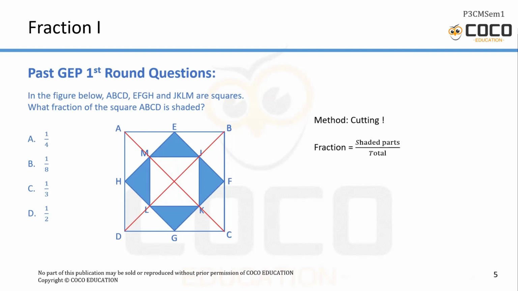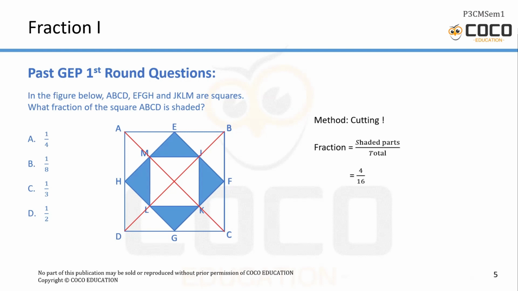And when you count the total, please count carefully. You can label the number in each of the triangles, so you won't count extra, you won't count less, and you won't miss out any triangles. Okay, so this is 16 smaller triangles in total. So we have 4 out of 16.